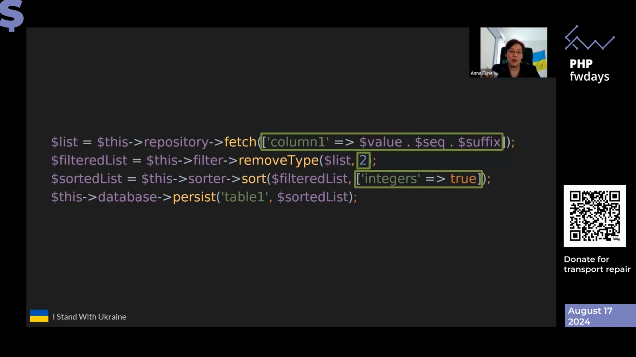Same with the sorter. Like we have integers. Well, first, what does integers true do? It's really not obvious. And what else can it be? Can it be integers, strings, arrays? Again, I have to go into the implementation of the sorter class to find that out, right? And also, why did we need to sort before persisting? No idea.